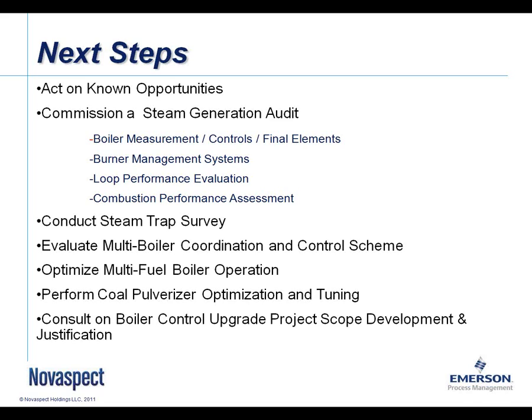Are you unable to achieve the CO levels that you're expecting, or that your original OEM tells you that you should be able to reach? Another area that we see in the boiler house that typically gets ignored from time to time is the steam traps within your population around your headers and your steam distribution system tie-ins. In other cases, we've got evaluation of multi-boiler control coordination and control schemes, and optimization of multi-fuel boiler operation. That can be tricky and a real time and money saver for your operators if done well.